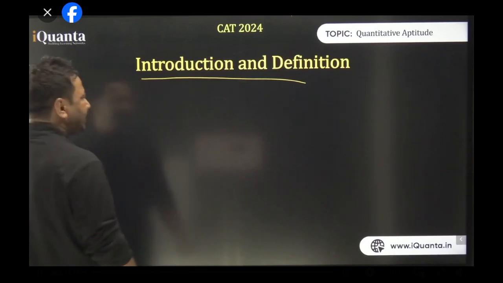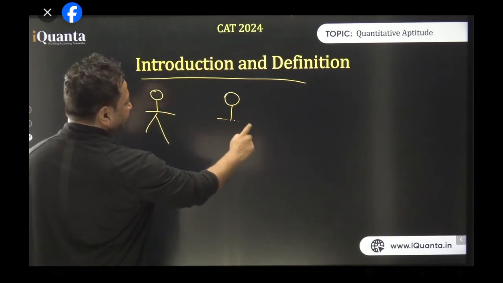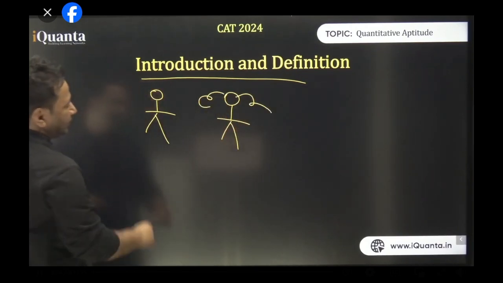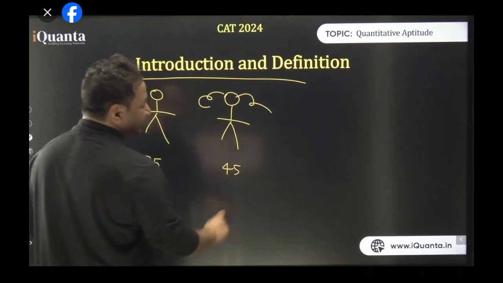Alright, so whenever we have two objects, so let us say there are two people, and this guy has 25 chocolates, and this girl has 45 chocolates.